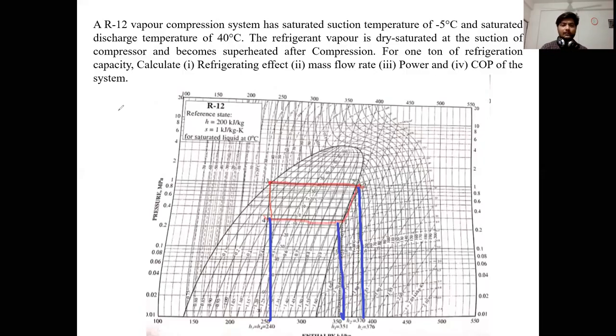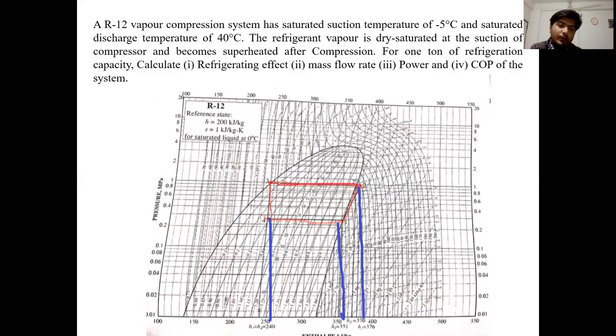So first of all, no table is given. Okay, so only by using the chart we calculate all the enthalpies. First of all, draw the p-h chart corresponding to -5 degrees. Here these lines are pressure lines, and the temperature lines are here. This is -10, this is 10 degrees. This line is the -5 degree line, and this one is the 40 degree line.